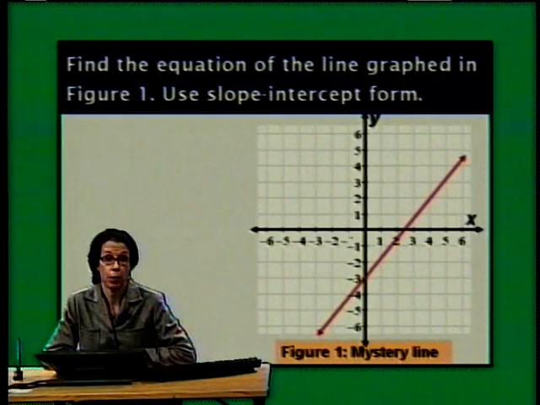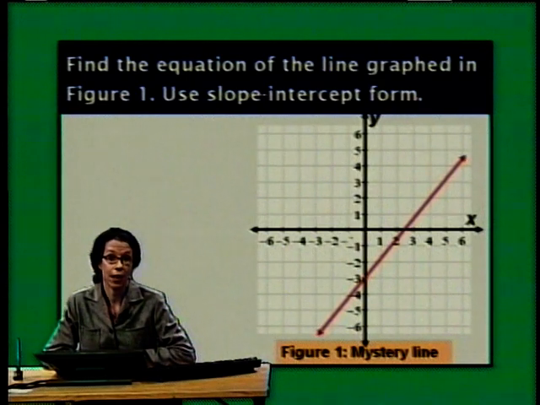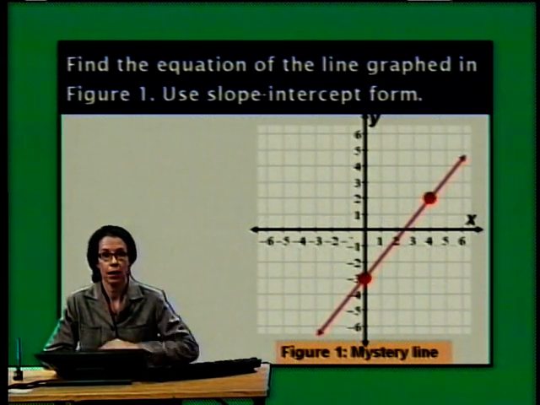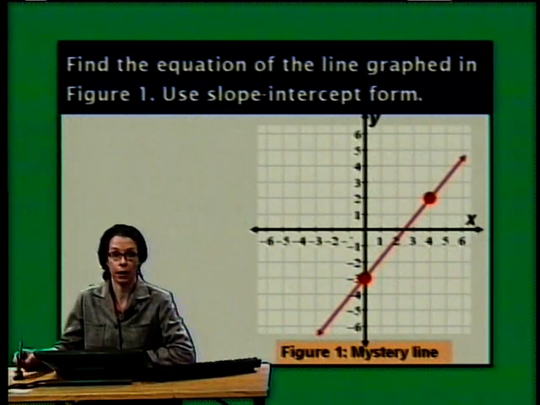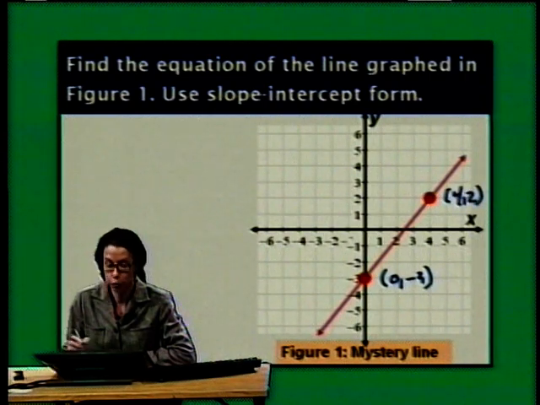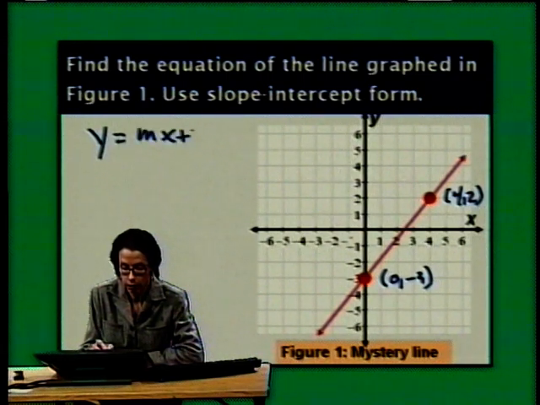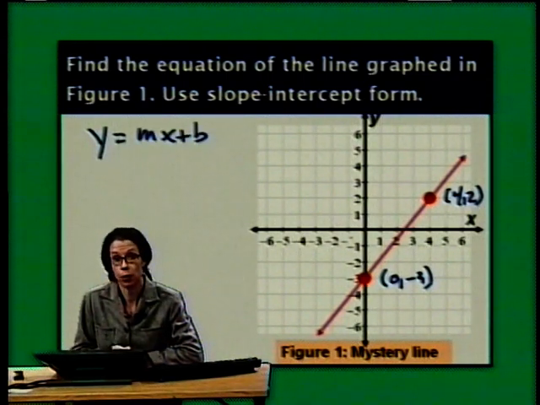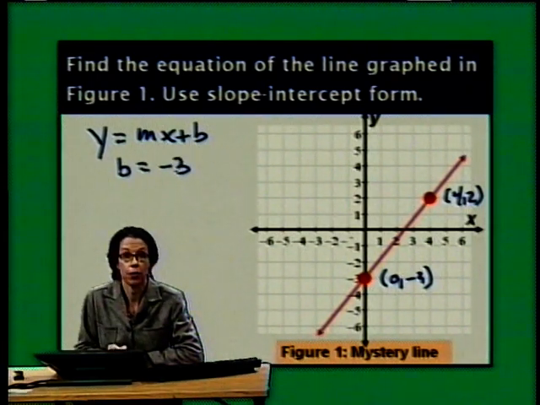So here's our first example. Here we're given the graph of a line, and we want to find the equation using slope-intercept form. So the first thing I'm going to do is identify a couple of points on this line. And I can see that I have the vertical intercept, which is pretty clear, and another point on the line. So I have the point (0, -3), and it looks like I also have the point (4, 2). So I want to write the equation of the line. So I need the value of b and the value of m. Well, the value of b I can read off the graph. b is going to be equal to -3 in this case.